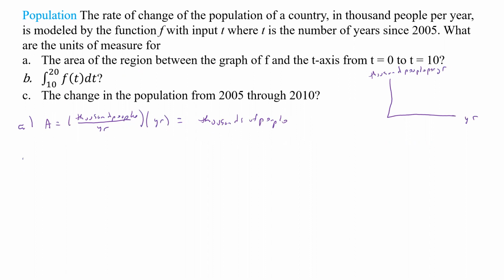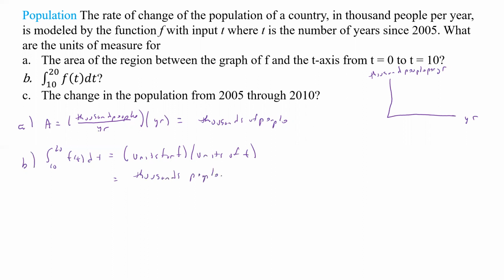Now B, what is that going to be? Here we're taking the integral from 10 to 20 of f of t dt. So let's write this down: the integral from 10 to 20 of f of t dt. What we're going to have is units for f times units of t, which is the same thing we just did here. Units of f times units of t is what's going to come out. And so that's going to be 1,000 people again.